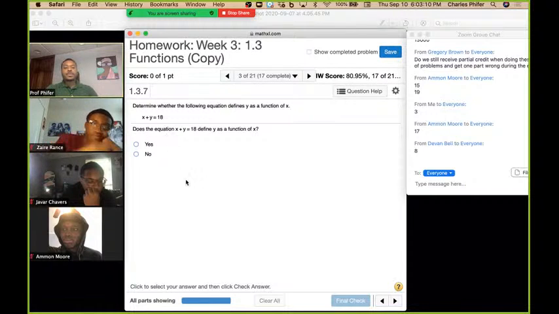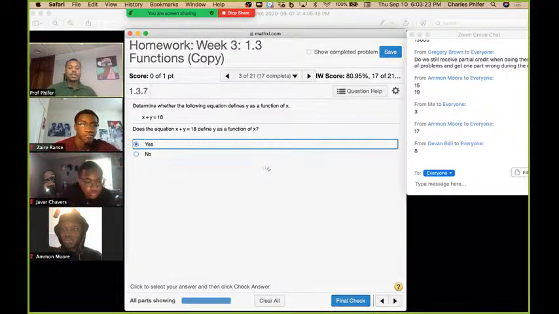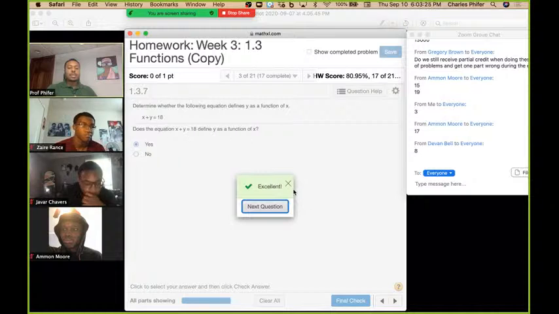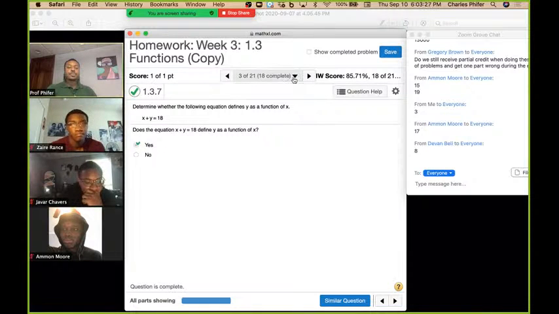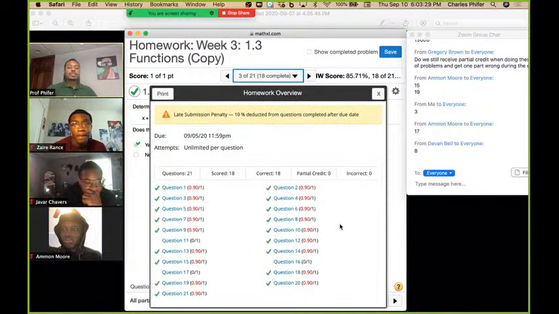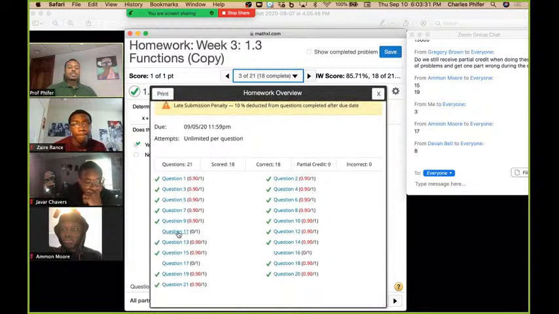Is y going to be a function of x here? All right. Notice that the highest exponent is a 1. This should be a diagonal line, like a regular line. It's going to pass the vertical line test. So we're going to go yes there. So this one.